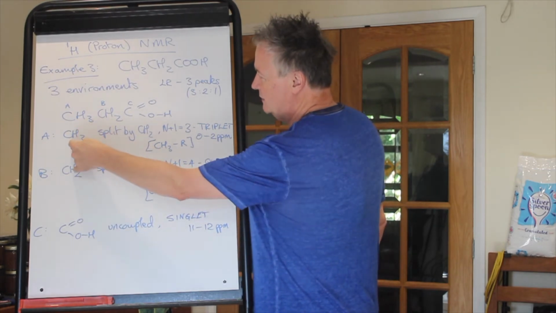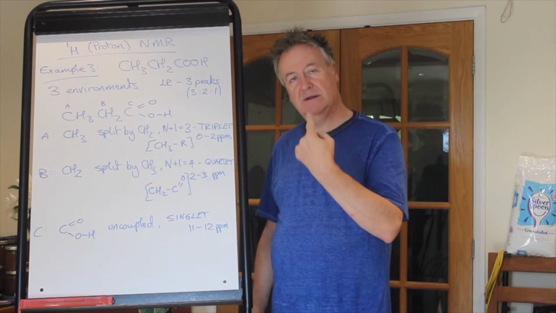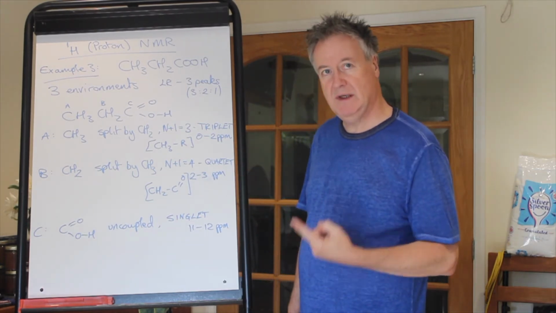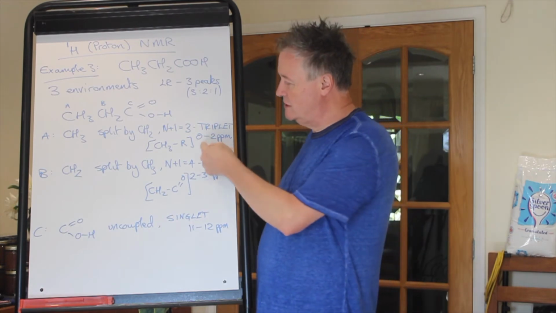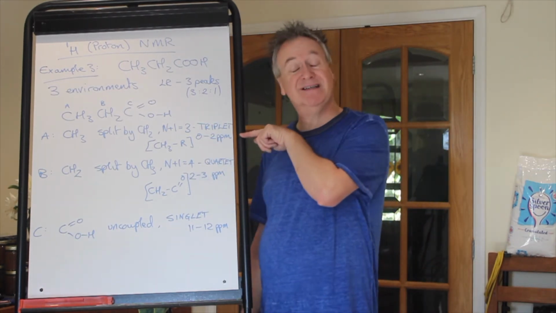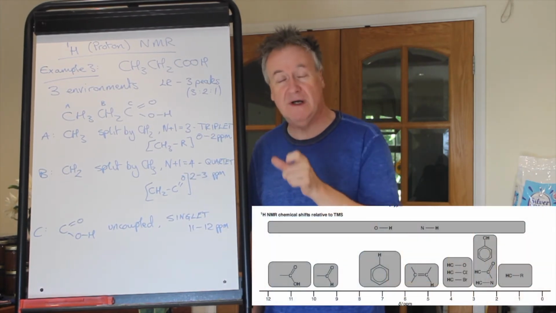So CH3 on the end I've labelled A. It's split by the CH2 next to it. 2 hydrogens plus 1, 3 is going to be a triplet. Chemical shift values are going to be between 0 and 2. We're not going to be able to predict exactly what that value is when we do predictions. We're just going to be able to estimate which range it will be in.